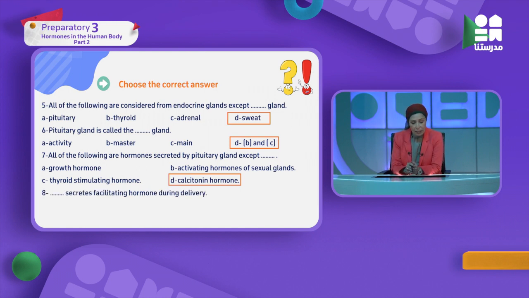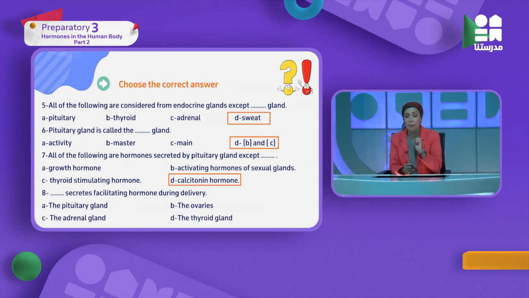What secretes facilitating hormone during delivery? مين هو هنا بيقول لي مين secretes مش الهرمون. sometimes بتconfuse اكتب الهرمون ولا اكتب الجلاند. هنا بيقول لي what secretes مين الجلاند that secretes facilitating hormone during delivery. is it pituitary gland or ovaries or adrenal gland or thyroid gland. مين اللي بتستيميوليت او بتفاسيليتيت الدليفري بتاع البيبيز؟ هي of course الماستر جلاند اللي هي البيتيوتري جلاند.